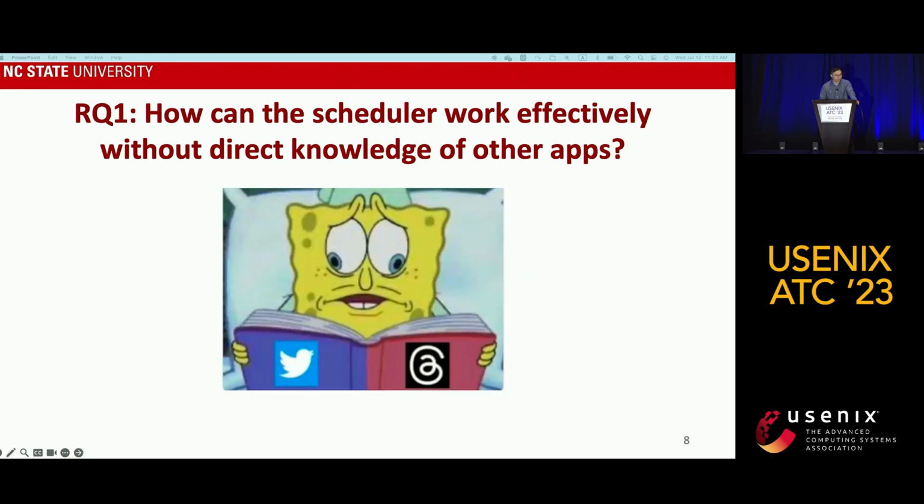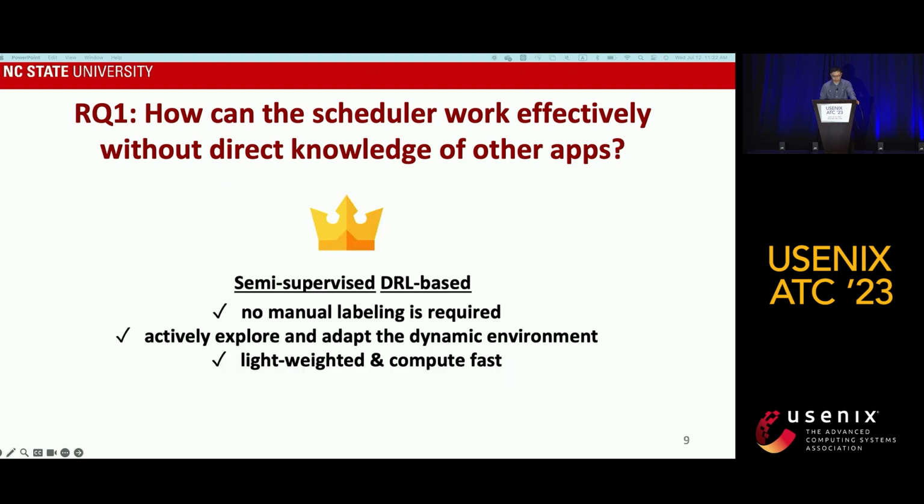Additionally, the apps on the smartphone may be developed by many competitors such as Twitter or Meta. For security and privacy, an open mobile system requires strong isolation among those apps. That is, one app cannot and should not access the direct information of another app. How can the scheduler work well under such a strong constraint? That is one of our research questions.